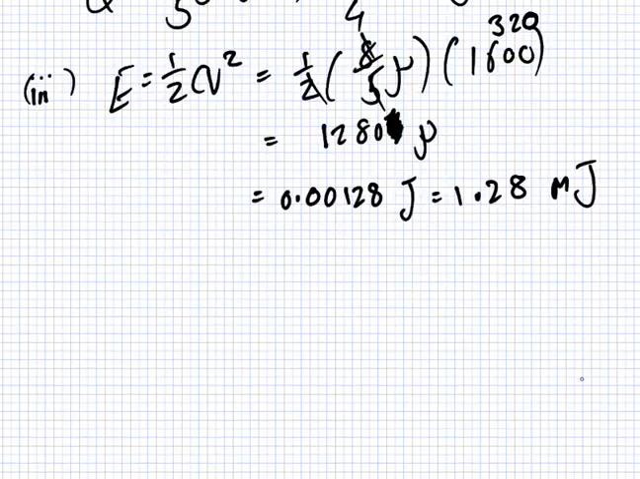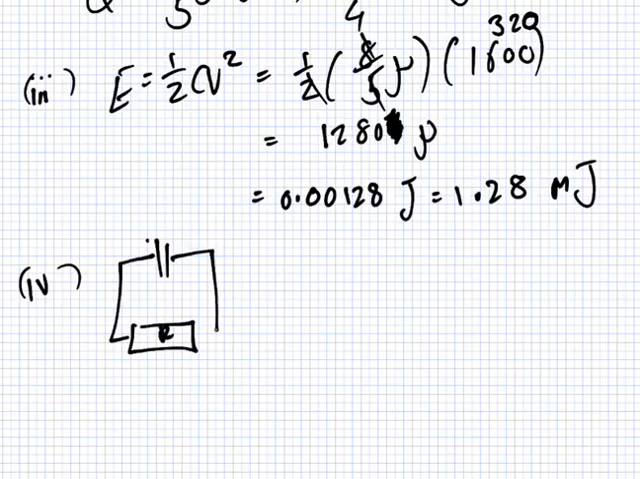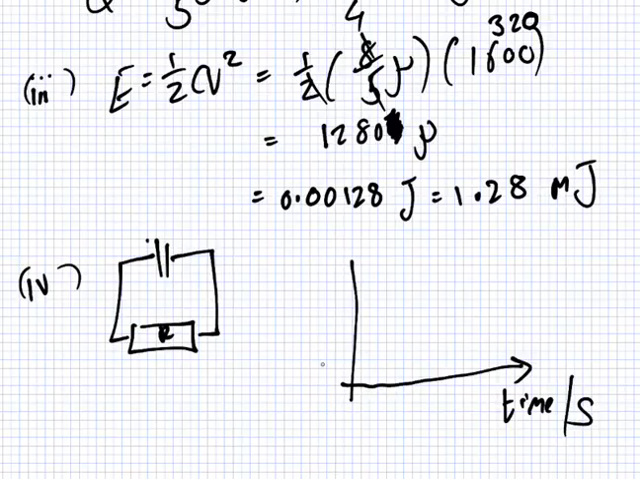Finally, this capacitor is connected to a resistor, and if the capacitor discharges, what does the graph look like? So here is time in seconds, and here is charge, current, is it? Current in amps. So what does the graph look like? Give it to me in words, though. Any more words?